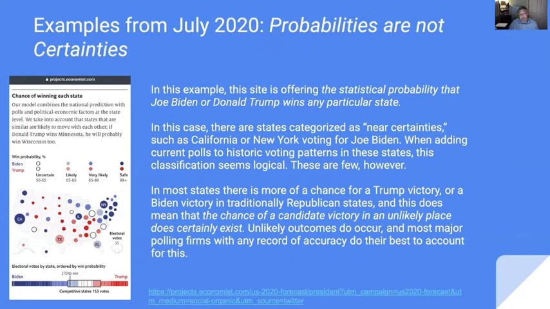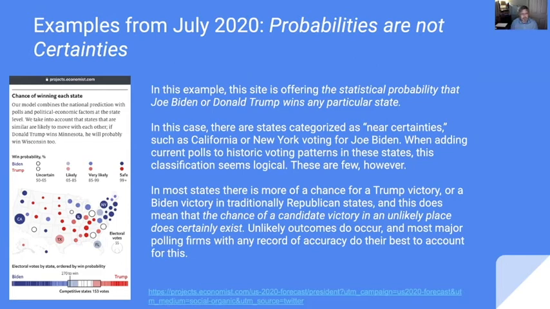So here's a poll from the summer of 2020. And it's a reminder that probabilities are not certainties. That, even as I speak, the probability is that Joe Biden will win, knock on wood. But there's always a chance that Trump wins in some unlikely way. It is likely that Trump will try to cheat. He's made that very evident. So we'll see what happens in 2 weeks.